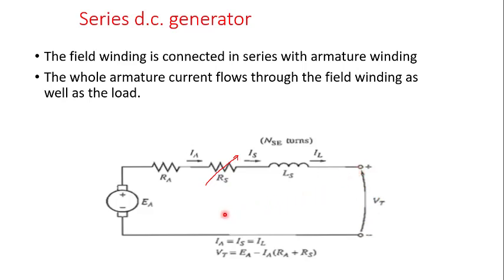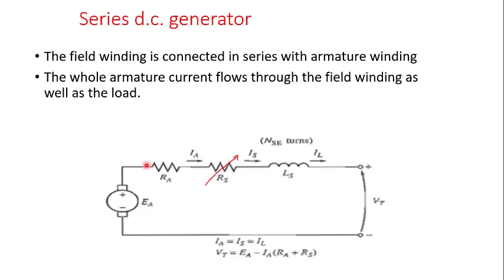So now let's look at how this is done. The field windings are connected in series with the armature windings. We call it a series DC generator because the field is in series with the armature. In the shunt, the field was connected in parallel with the armature windings. So take note, the whole armature current flows through the field windings as well as the load.